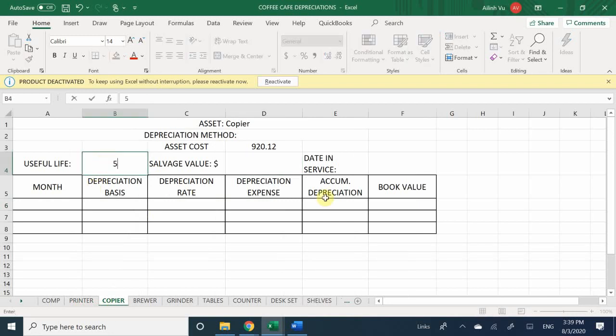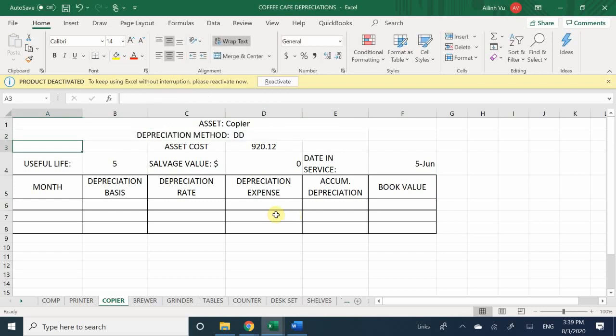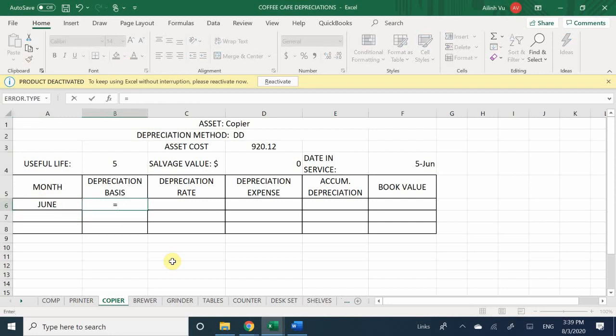$12.63 is correct. Lastly, we're going to do the same thing to our copier. It has an estimated life of 5 years, 0 salvage value, the date in service is June 5th, and it's double declining, DD for short. We want the month of June. The rate is 0.4, and the depreciation basis is 920.12. Perfect. The rate is 0.4. Correct.